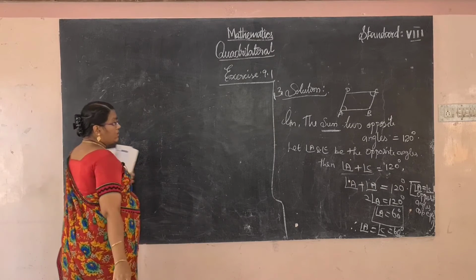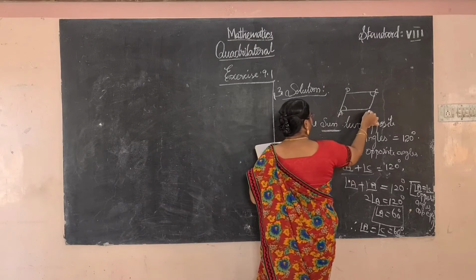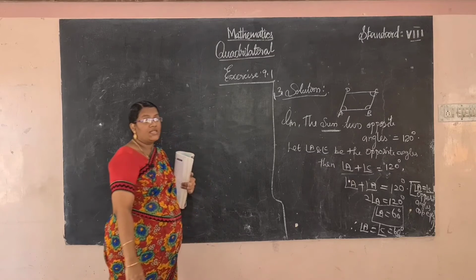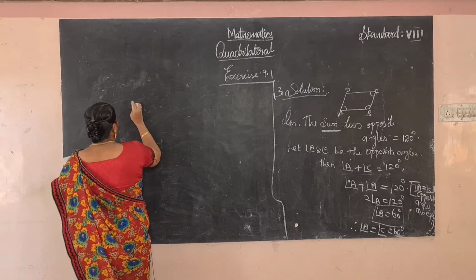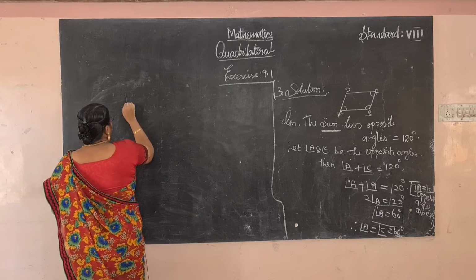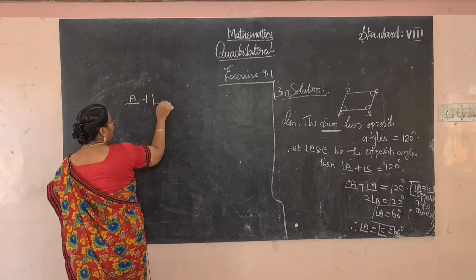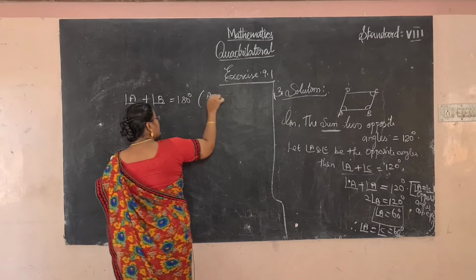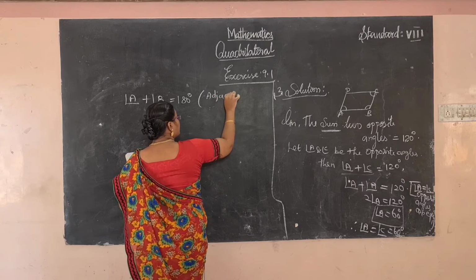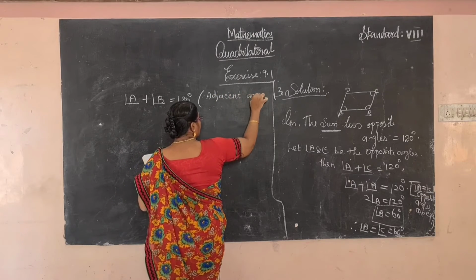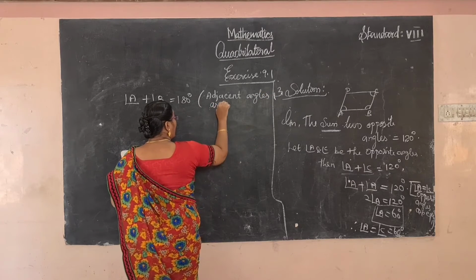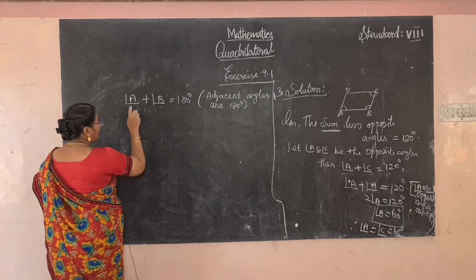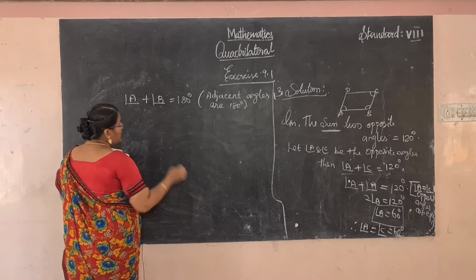Remaining angles, what are there? Angle B and D. What is the relation between angle A and B? Adjacent angles are 180 degrees. The sum of two adjacent angles is 180 degrees. Okay, so therefore angle A plus angle B is equal to 180 degrees, since adjacent angles are 180 degrees. You know the value of angle A. What is that? 60 degrees.